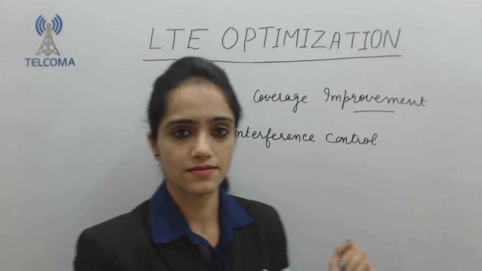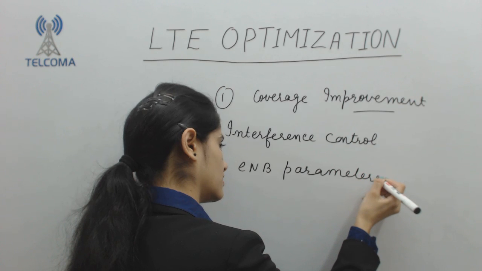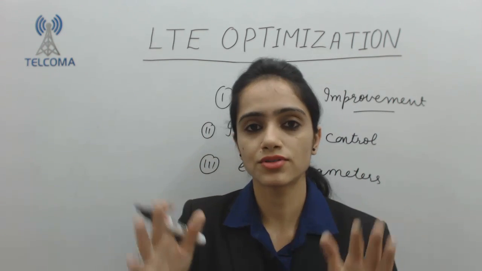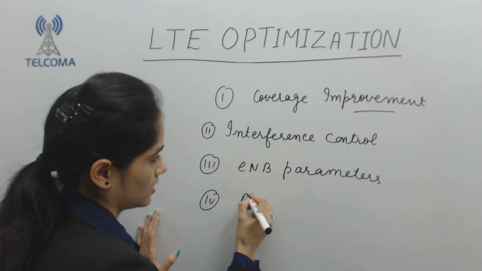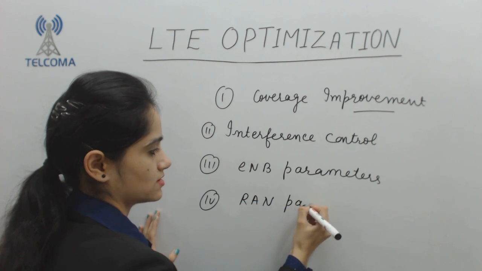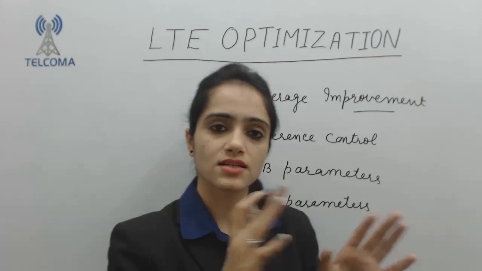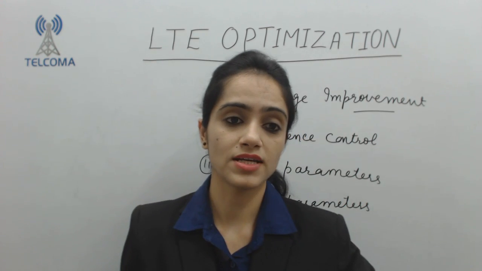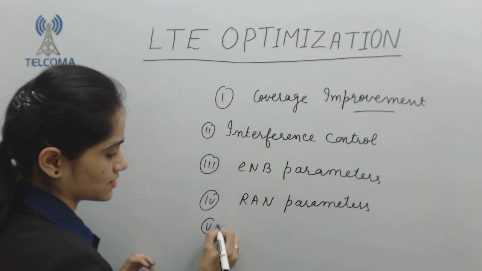The optimizer is required to check all e-NodeB parameters, such as whether the e-NodeB is providing handover and whether neighbors are properly configured or not. We need to check the configuration on a neighbor basis, all radio access network parameters, and all power parameters. What are the signal strength values in the e-NodeBs? How much power is the e-NodeB radiating? What are the UE categories and configurations? UE stands for user equipment.